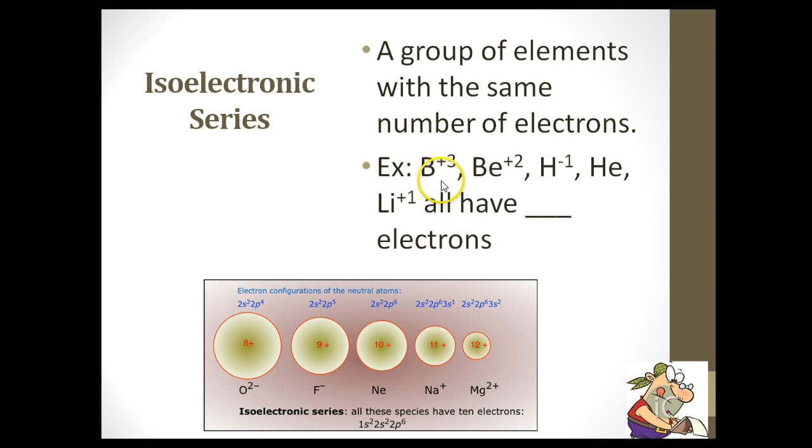If I ever give you a random series like this one, beryllium all the way to lithium, boron all the way to lithium, whichever one has the most protons is going to be the smallest. Try to figure out which one of these has the most protons. You can look at your periodic table. If you said beryllium, you would be incorrect. It's actually boron. Boron has 5 protons, so it would end up being the smallest in this isoelectronic series, because it has the most, followed by beryllium, lithium, helium, and hydrogen being the biggest.